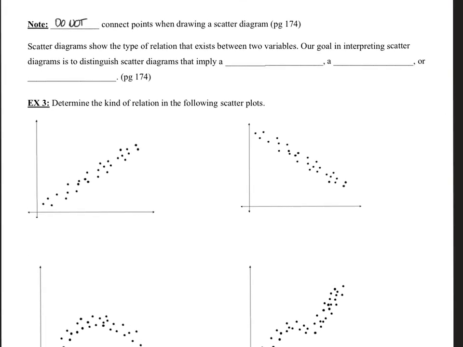Scatter diagrams show the type of relationship that exists between variables. Our goal in interpreting scatter diagrams is to distinguish scatter diagrams that imply a linear relation, a nonlinear relation, or no relation.